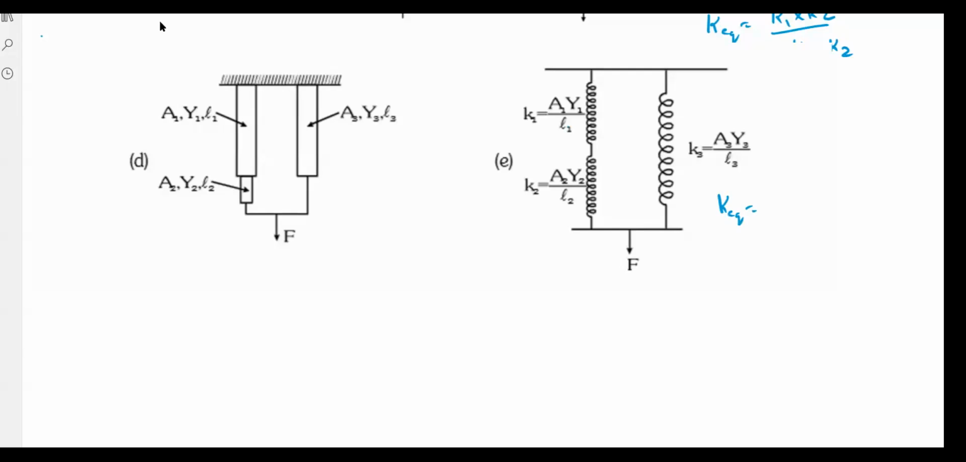First of all, these two should be replaced by one, right? So if you replace these two, then K equivalent 1 is equal to K1 into K2 by K1 plus K2. Yes or no? Both in series, correct. Then this and this will be in parallel. So net K equivalent is K equivalent 1 plus K3. Got it? Everyone got this?